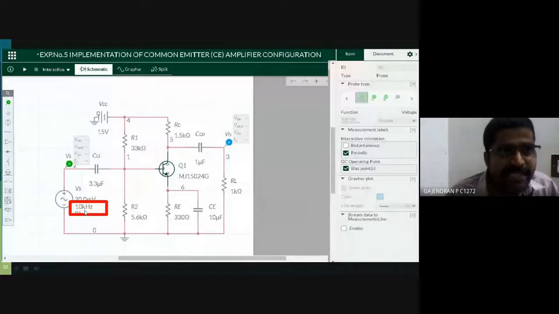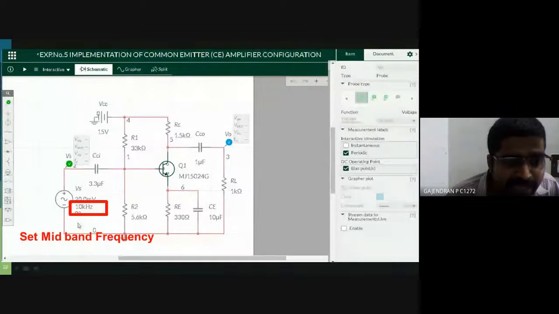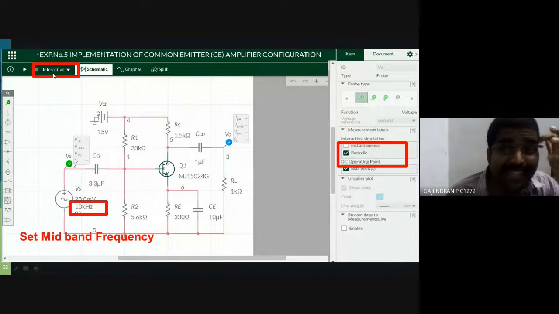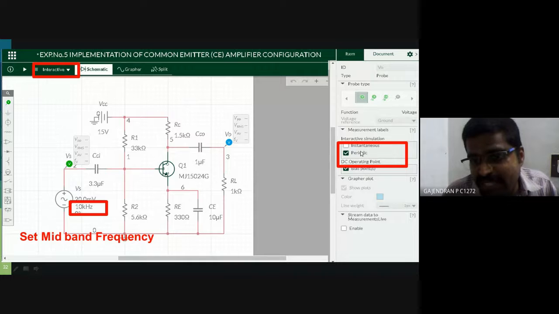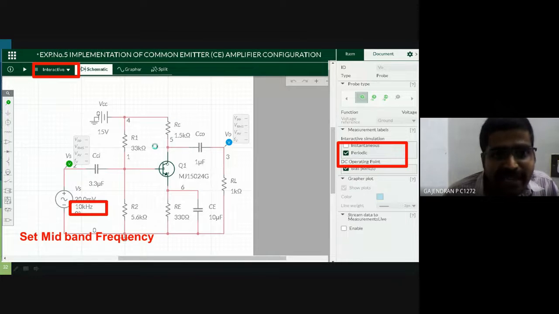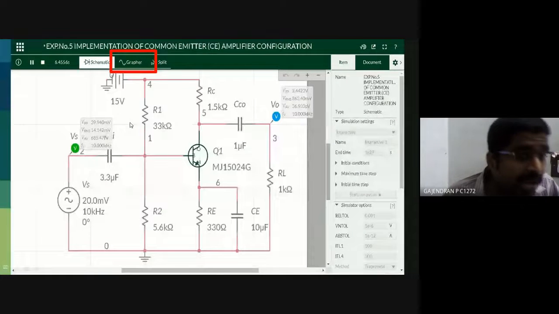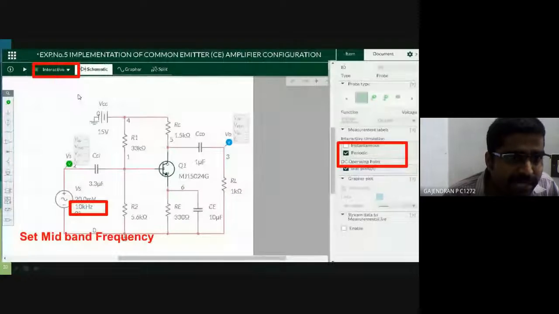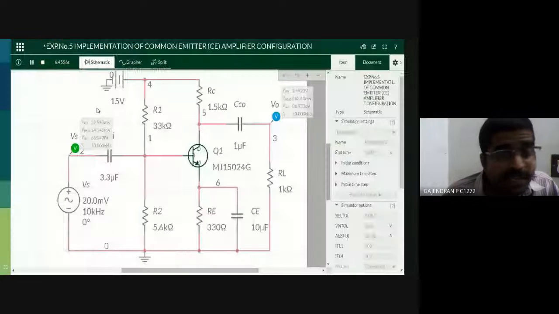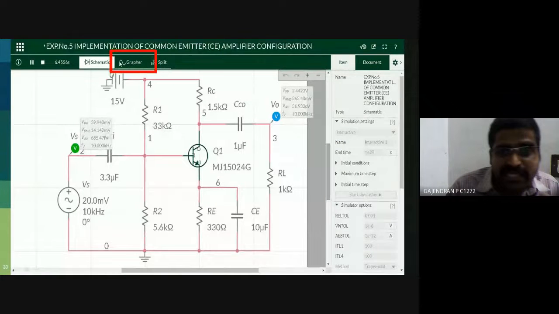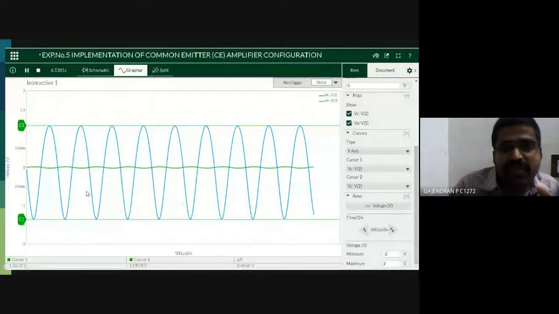Okay, then in the same circuit diagram, set the midband frequency. After that, select this mode as interactive and also confirm here it is in periodic. Okay, then you need to click the play button. At that time the simulation will be started. Then you need to check the graph output. If you click graph output, you will get the waveform like this.